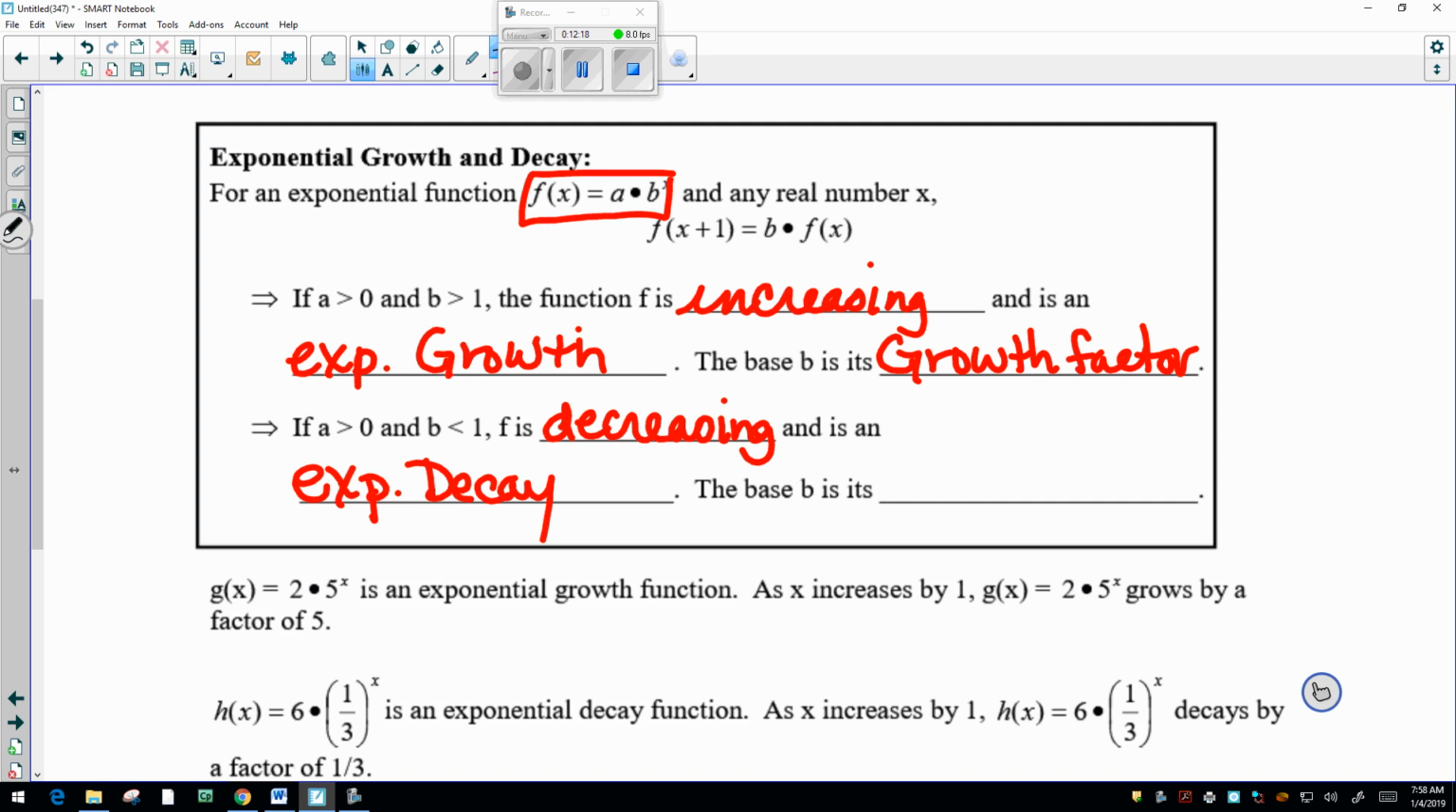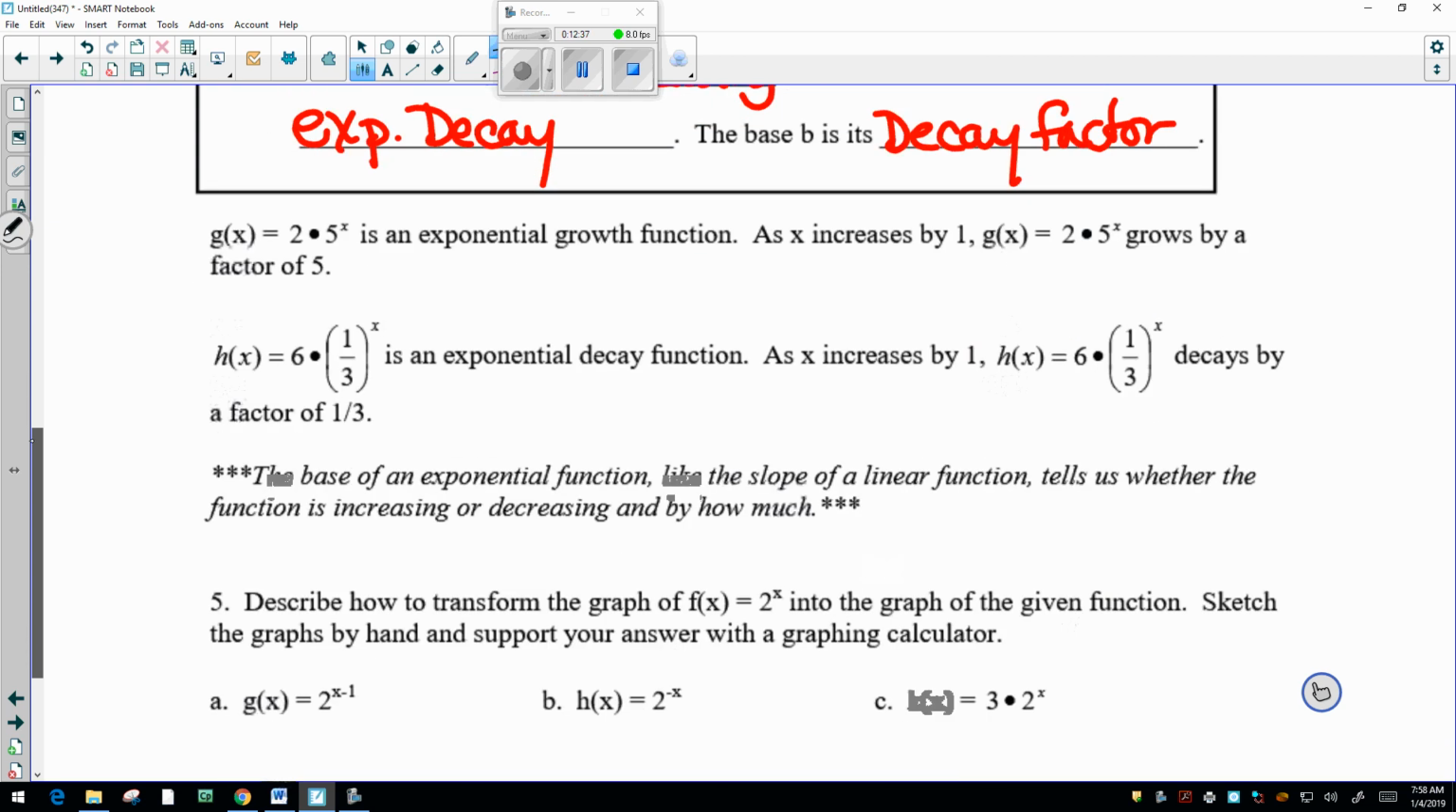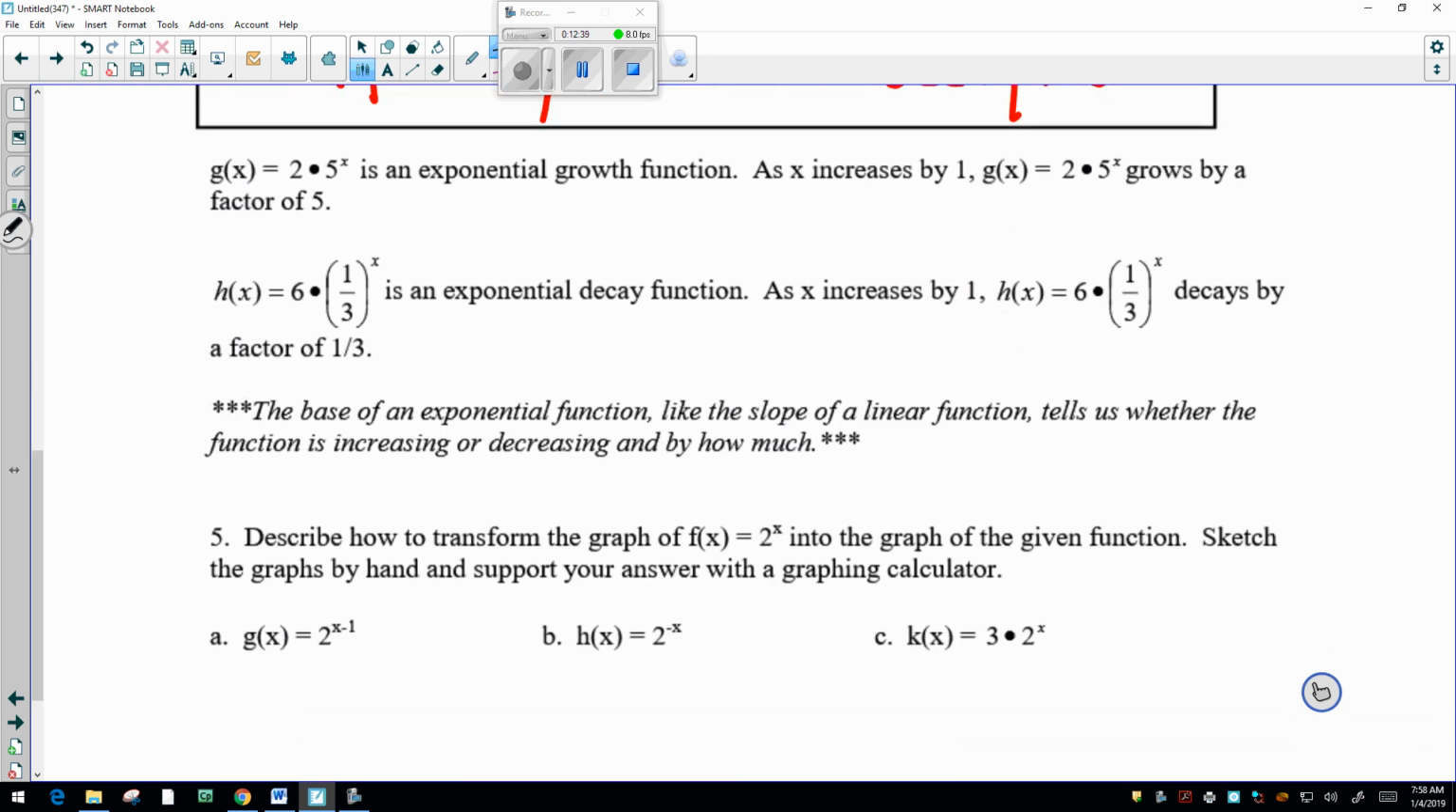And the base b, since it's decaying, is its decay factor. In other words, how it's getting smaller. Okay, so if that b value is greater than 1, it's growth. If it's a fractional value, think between 0 and 1, then it would be a decay, and it would be getting smaller. Okay, so some examples here.